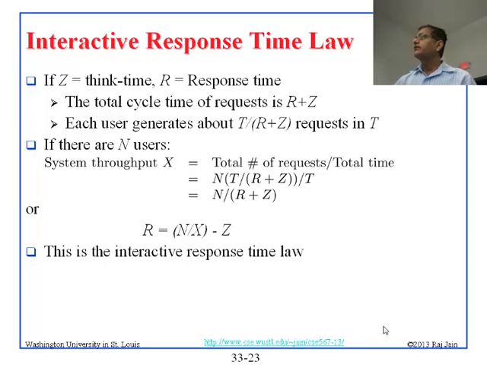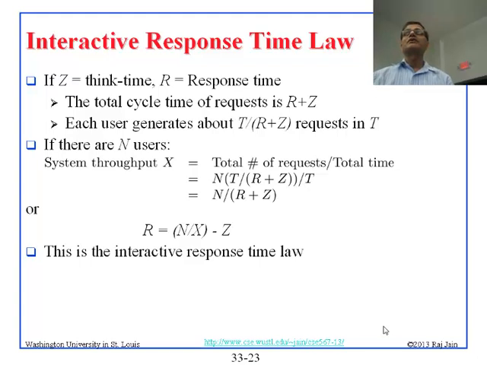The next law is the interactive response time law. This was designed more for time-sharing systems, where one system was shared by many, many users. Something similar may apply now to thin clients. From that point of view, we still use the same central server model.